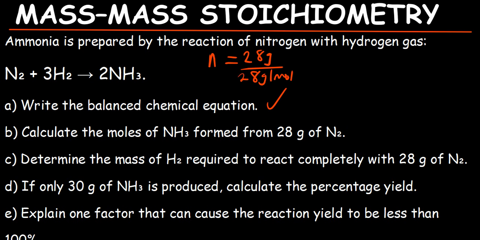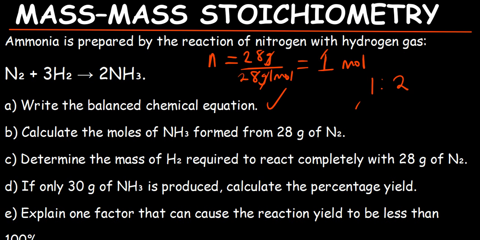In this case, we're just going to have 1 mole of nitrogen. Now, if you look at the mole ratio, nitrogen has a coefficient of 1, and the product itself has a coefficient of 2. So the ratio is 1 to 2. Nitrogen gives us 1 mole.